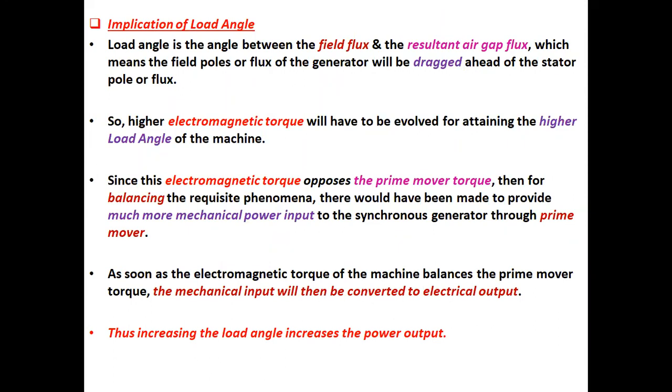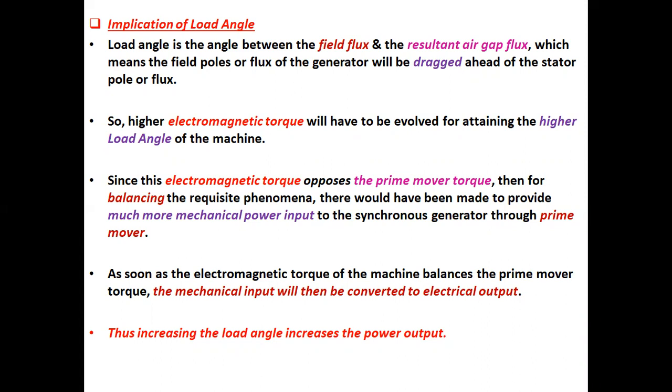Implication of load angle. Load angle is the angle between field flux and the resultant air gap flux, which means the field poles or flux of the generator will be dragged ahead of the stator pole or flux. So, higher electromagnetic torque will have to be evolved for attaining a higher load angle of the machine.